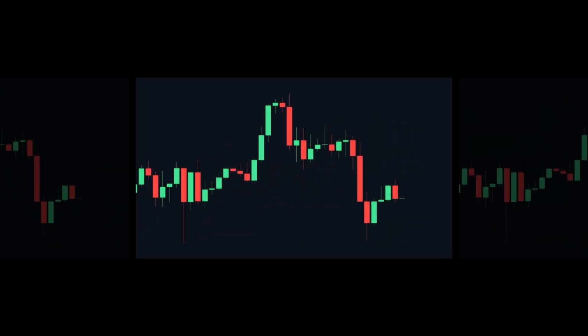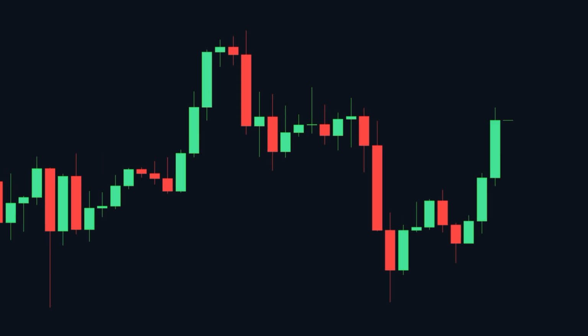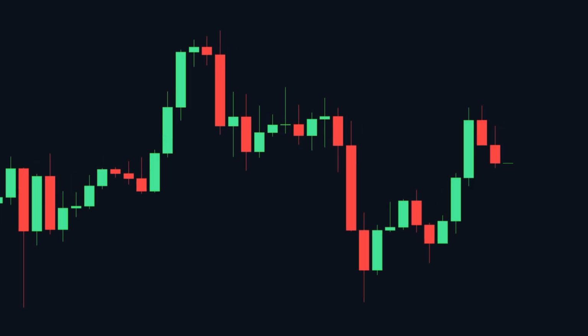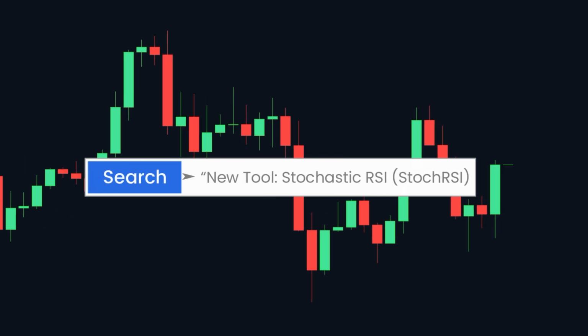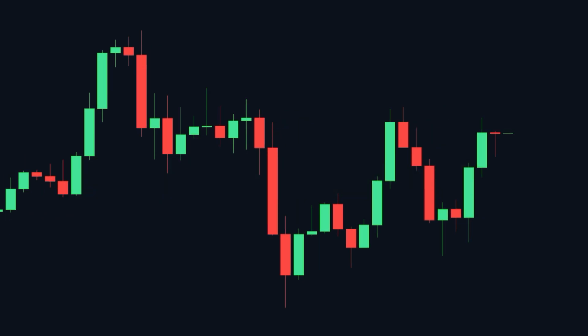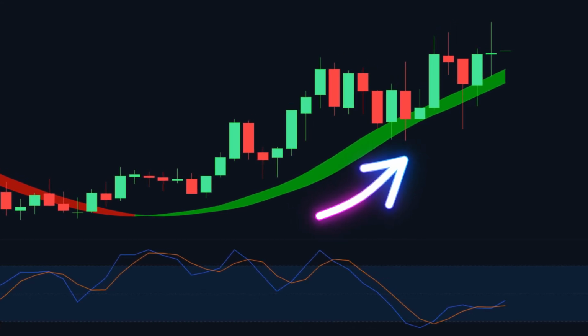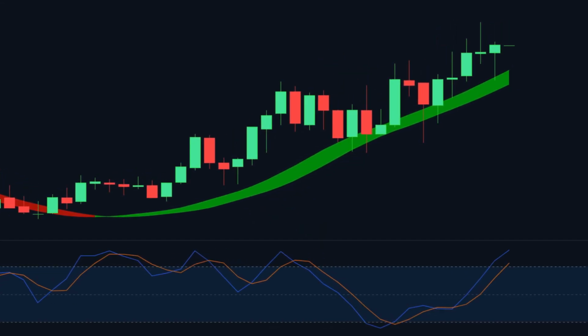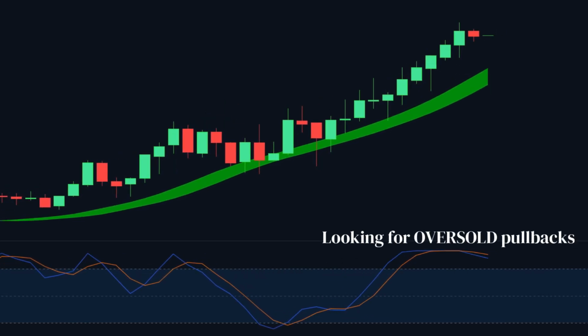Today, we're adding the second piece of our free trading system to do exactly that. The indicator we're going to use is one of the most popular and effective tools for this job, the Stochastic RSI, or Stoch RSI for short. Our goal is to combine this with our trend indicator. In an uptrend, we want to buy when the market has a temporary oversold pullback. It's like buying your favorite stock when it goes on a temporary sale.